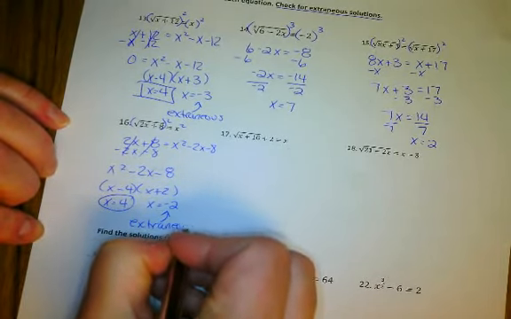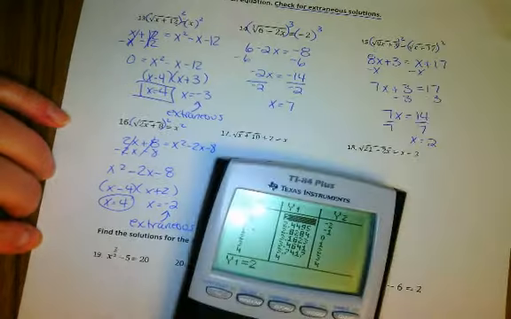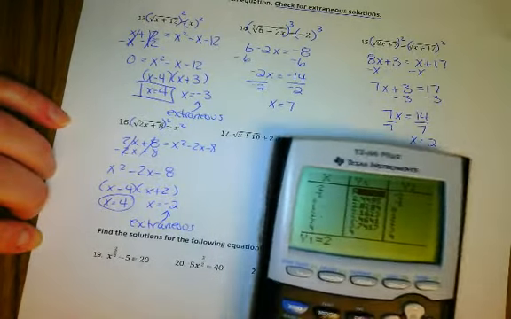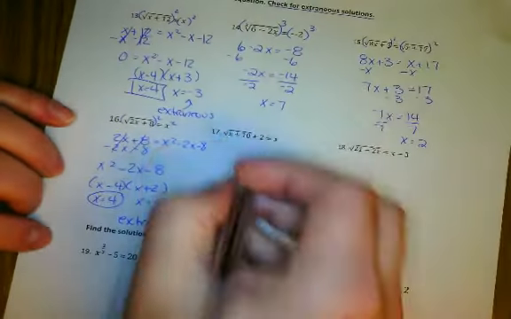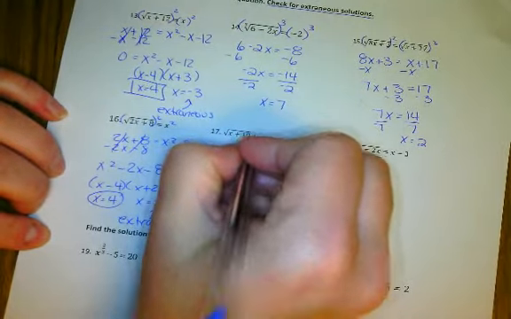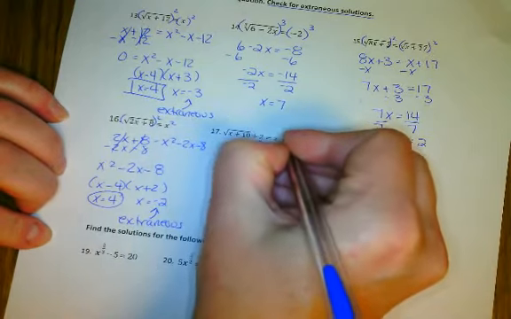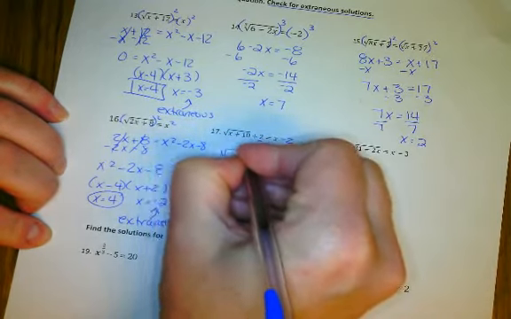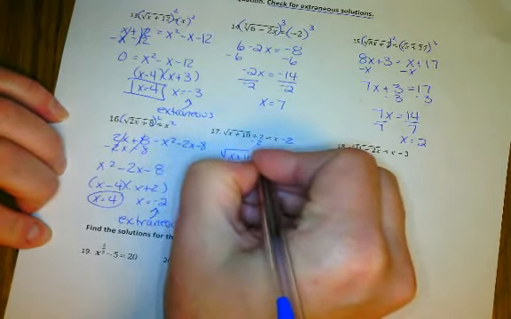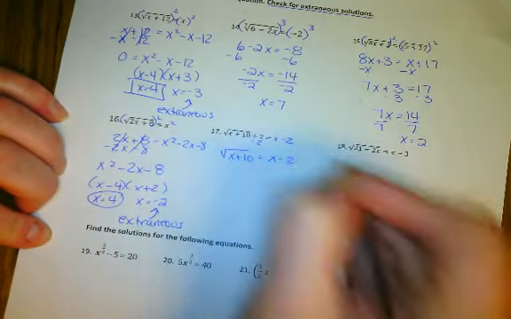Okay, so I'm not going to check the rest of them using the calculator, but please make sure you do so. This will tell you if you're right or wrong, okay? All right, so in this one here, you have to get this radical by itself. So the first thing I have to do is subtract 2. So that gives me x plus 10 equals x minus 2.